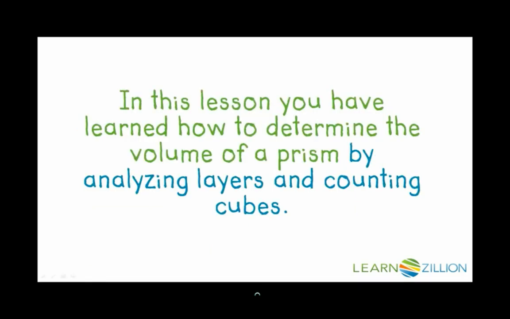In this lesson, you have learned how to determine the volume of a prism by analyzing layers and counting cubes.